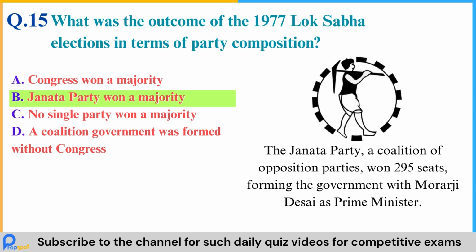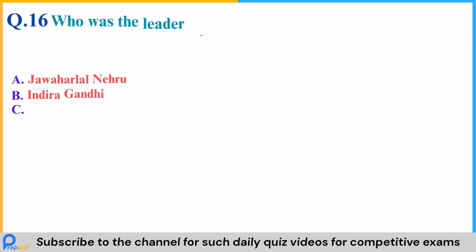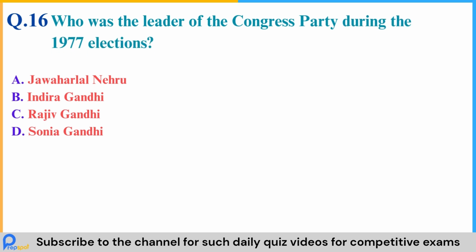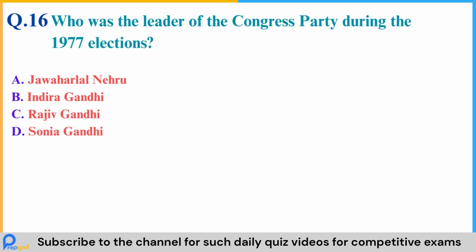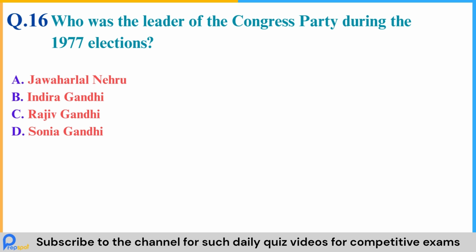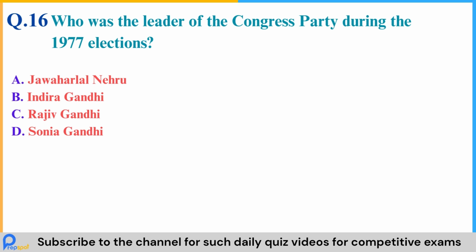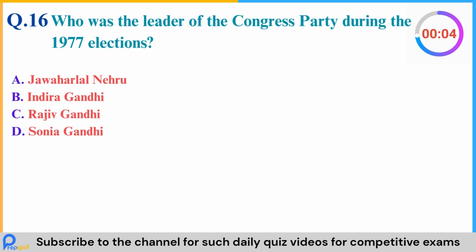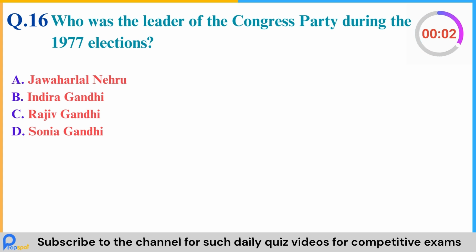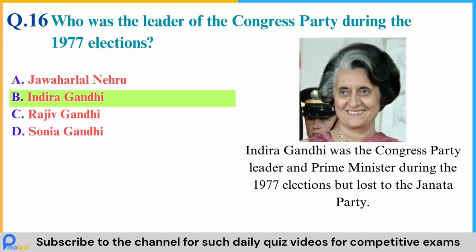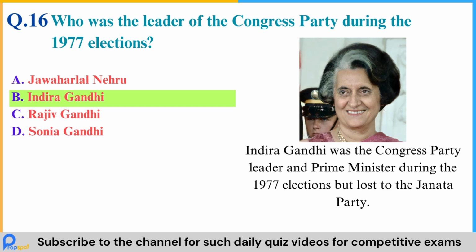Explanation: The Janata Party, a coalition of opposition parties, won 295 seats, forming the government with Morarji Desai as Prime Minister. Question 16. Who was the leader of the Congress Party during the 1977 elections? A. Jawaharlal Nehru. B. Indira Gandhi. C. Rajiv Gandhi. D. Sonia Gandhi. Answer: B. Indira Gandhi. Explanation: Indira Gandhi was the Congress Party leader and Prime Minister during the 1977 elections but lost to the Janata Party.